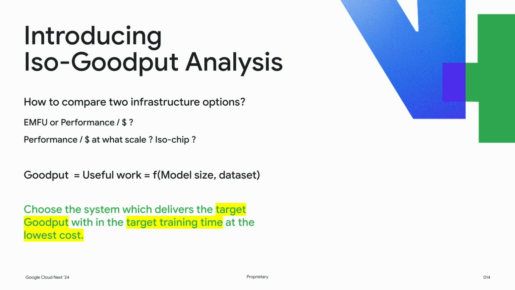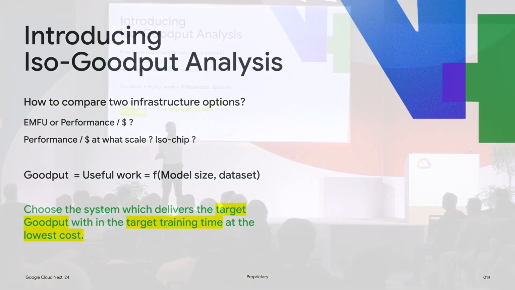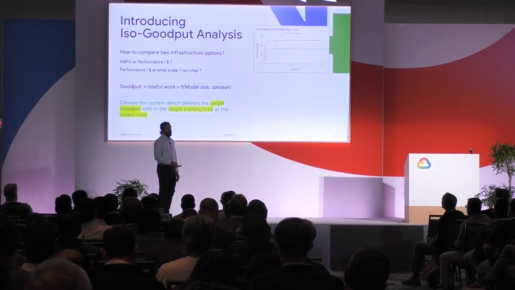The goodput that needs to be delivered, and the solution that you want to choose is the one which can achieve this useful work, or achieve the goodput, within a target training time at the lowest cost. So here are a few examples.